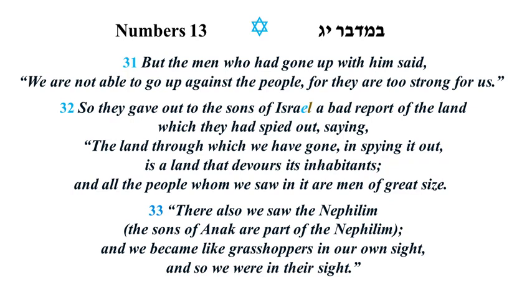There are also Nephilim, the sons of Anak, are part of the Nephilim. And we became like grasshoppers in our sight. And so we were in their sight. So the spies came back and spoke what they did not see. They, again, switched. They put pei before ayin.